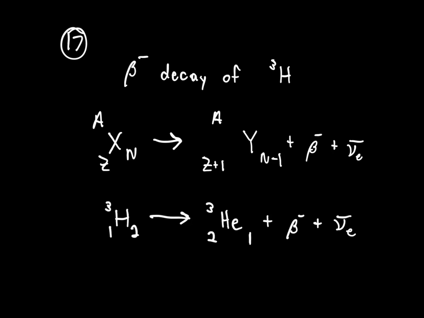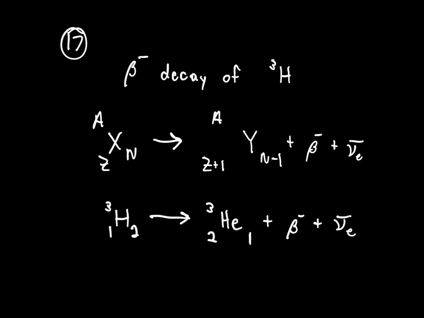We know A stays the same because that's what happens in beta decay. We know our Z increases by 1 up to 2. We know our N decreases by 1, so it goes from 2 down to 1. And we know this symbol is helium because helium is the second element on the periodic table. Plus an electron, plus a neutrino.